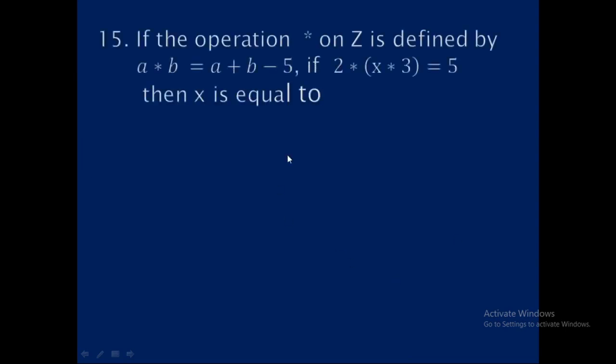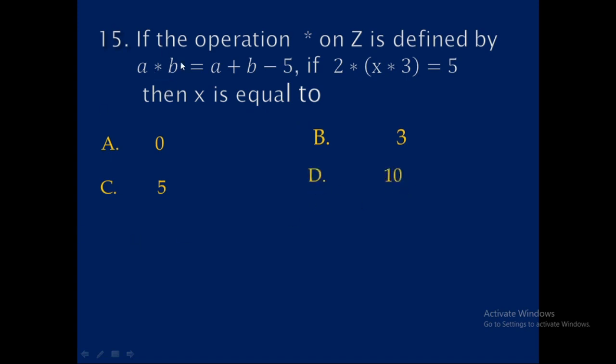The next, 15th question. If the operation star on Z is defined by A star B is equal to A plus B minus 5, star is a binary operation on the set of integers, then given that 2 star x star 3 is equal to 5, the value of x is equal to: first option A 0, second option B 3, third option C 5, and the fourth option D 10.